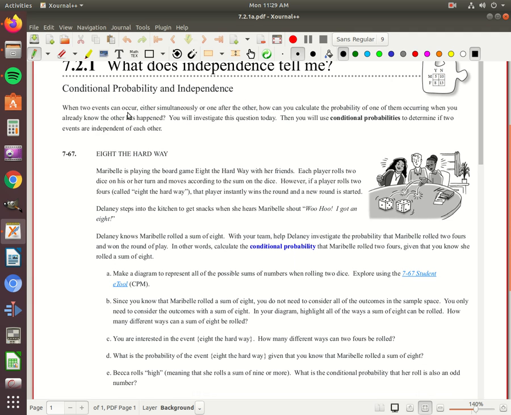So it says, when two events occur, either simultaneously or one after the other, how can you calculate the probability of one of them occurring when you already know that the other has happened? You will investigate this question today. Then you will use conditional probabilities to determine if two events are independent of each other. So, again, we've already talked about conditional probability, and we've already talked about if things are independent or associated or not. So, some more review of that.